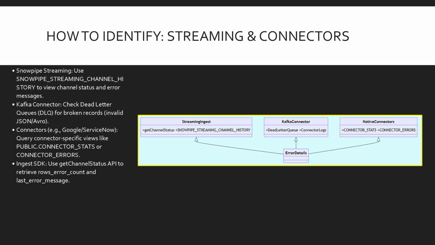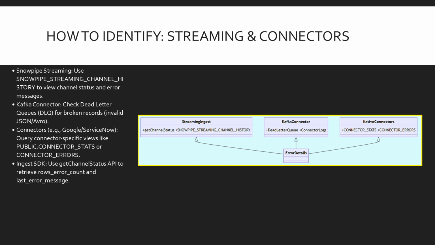For Snowpipe streaming and connectors, the approach shifts to channels and logs. For streaming, query the Snowpipe streaming channel history view or use the SDK's getChannelStatus method to see error counts and messages. If you are using the Kafka connector, look for records sent to the dead letter queue, or DLQ. These are messages that failed parsing or schema validation. For native connectors like Google Analytics, Snowflake provides built-in views like connector errors directly in the connector's database to log specific ingestion failures.